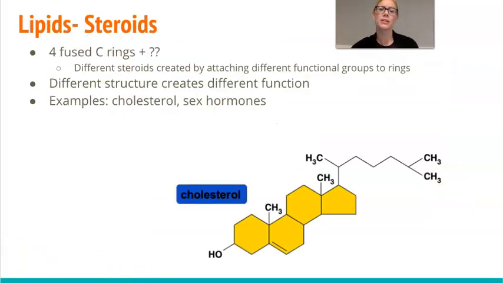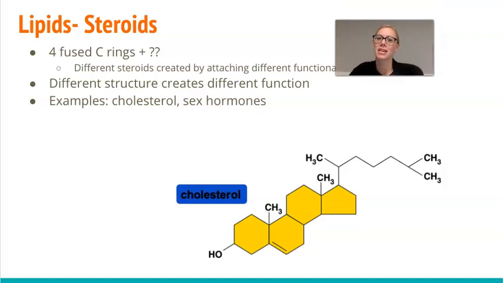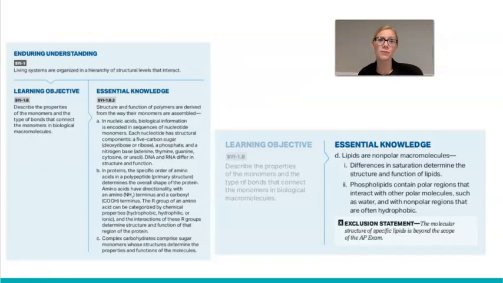The other type of lipids we need to know about are steroids. They tend to be 4 or more fused rings of carbon. Different steroids can have different functional groups attached to their rings, and again, different structure creates different function, so they will do different things. Examples of this are cholesterol and your sex hormones. So hopefully now you have a better idea about the properties of monomers and the types of bonds that they form.